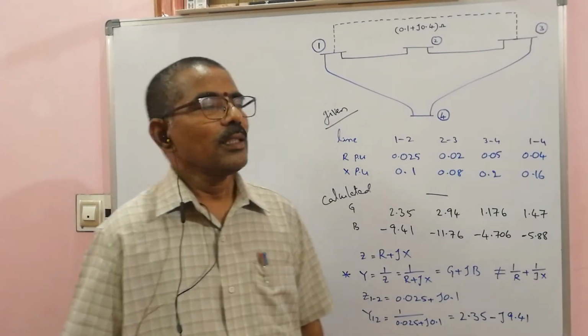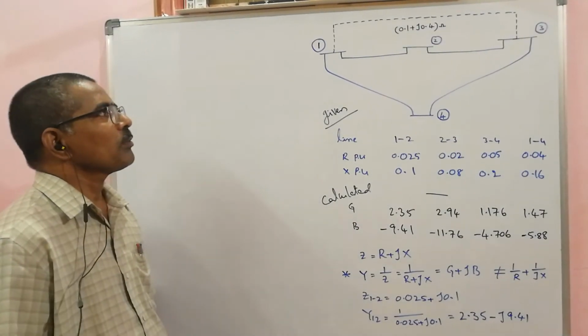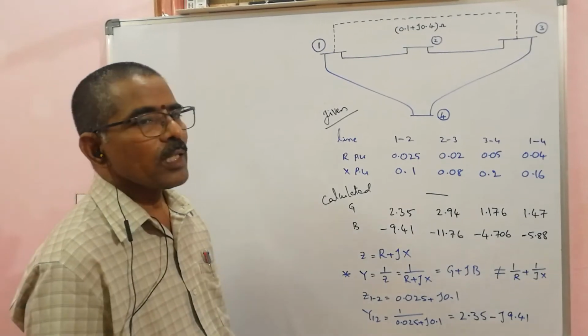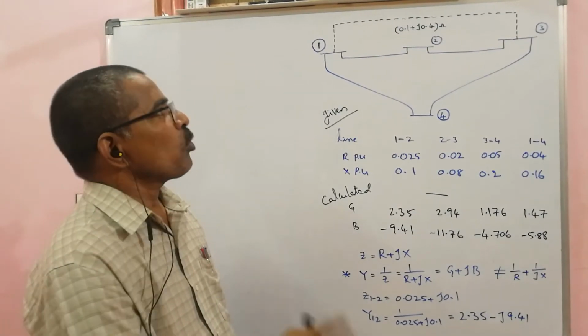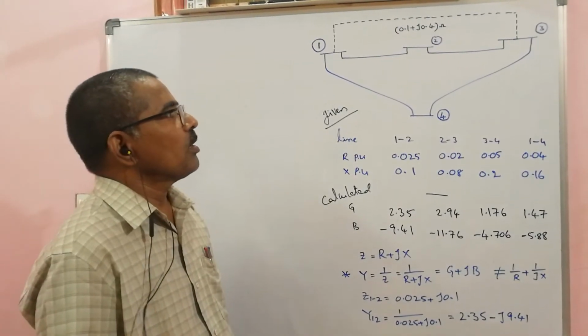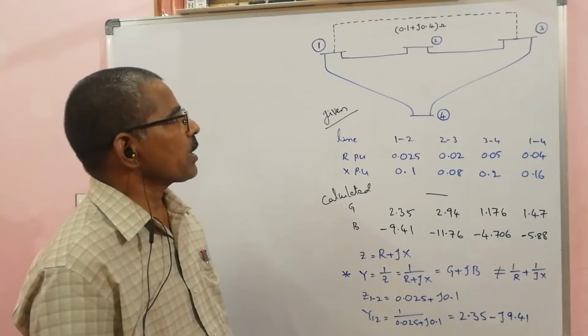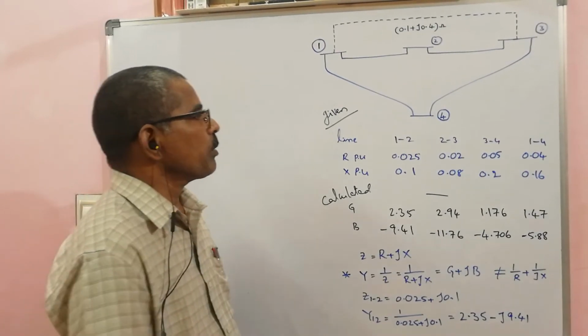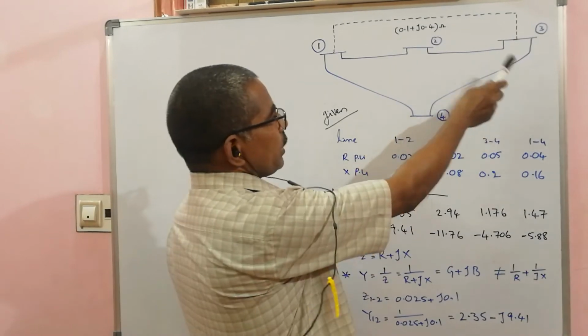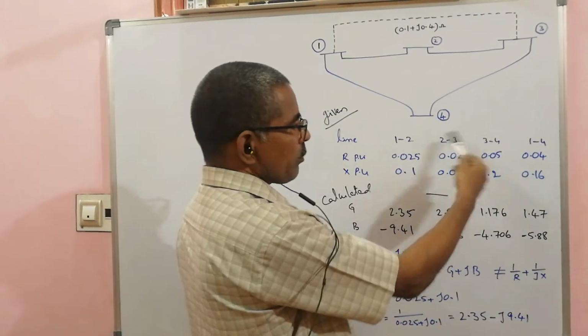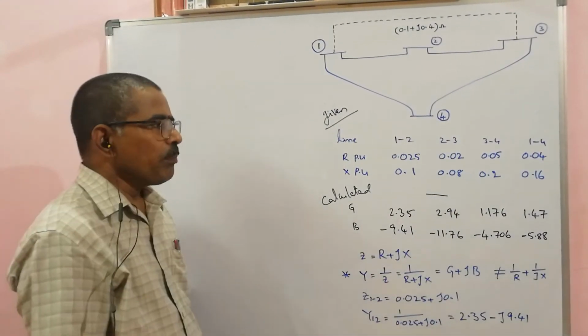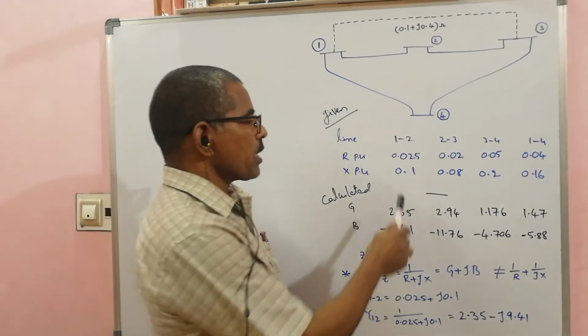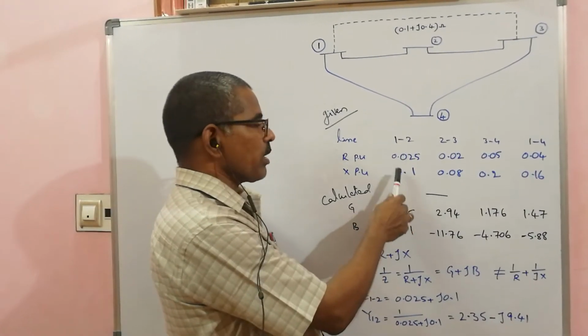Good morning. So let us solve this problem which was already given yesterday. It is a 4 bus system with interconnected transmission lines, again 4. The lines are between 1 2, 2 3, 3 4 and 4 1 as given here. Line impedance is given, which means the resistance and reactance parts are given.